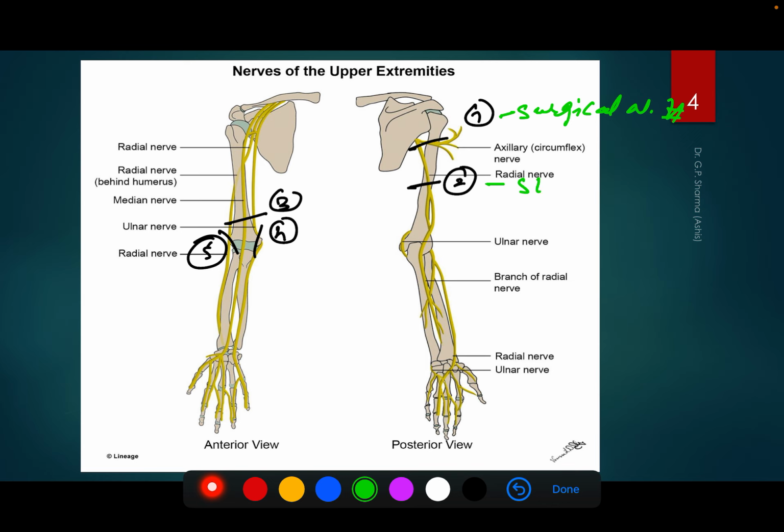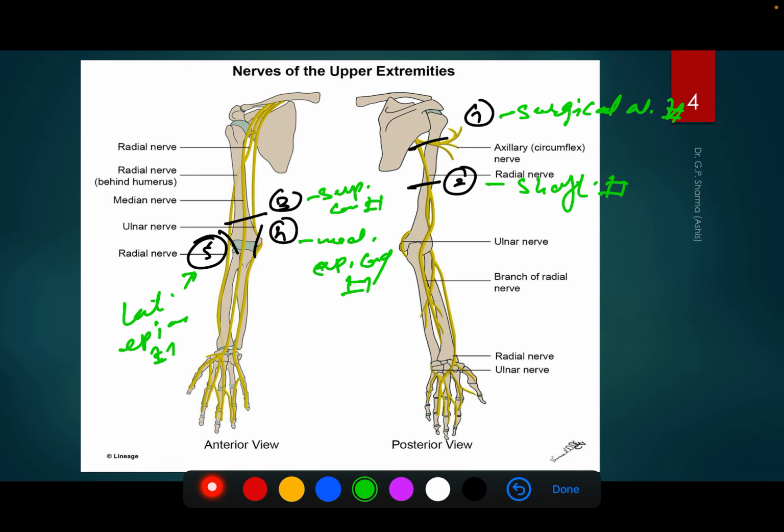And this is the shaft fracture or mid shaft fracture, and this is my supracondylar fracture, and this is my medial epicondylar fracture. This is my lateral epicondylar fracture. Look at here. If I have the surgical neck fracture, what is the injury here?